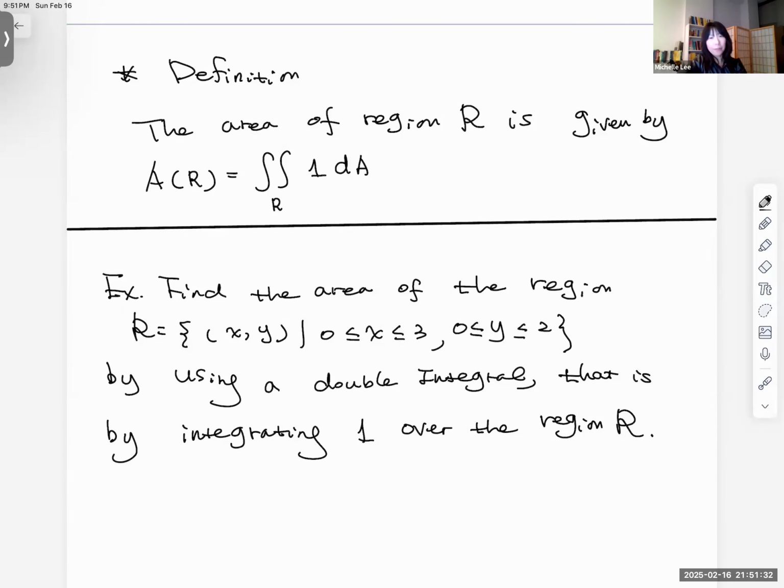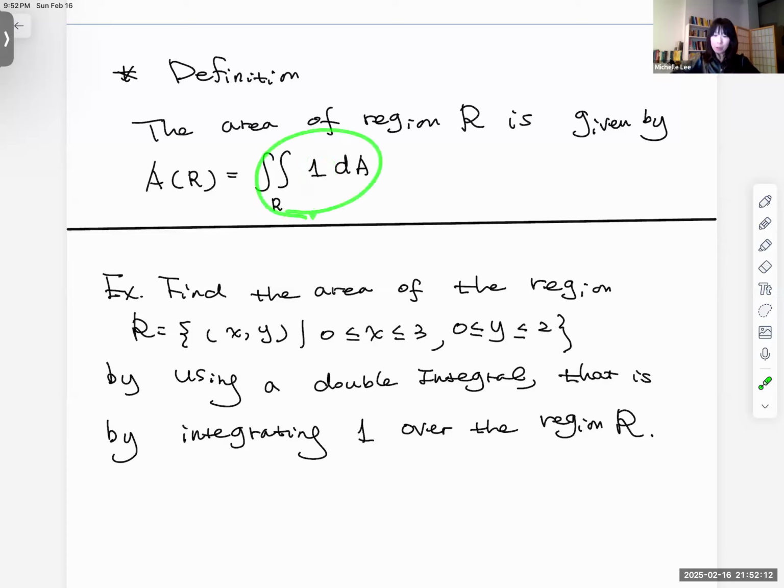Okay, so this definition says that the area of a region R is given by, we can use double integration. So we said earlier, what's double integration for? So when we find the volume, we are using double integration, right? But in that case, we can find the area. We can use double integration as well, but the function must be the constant function, which is 1, right? So 1, yeah. All right.